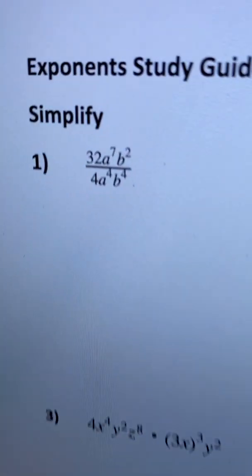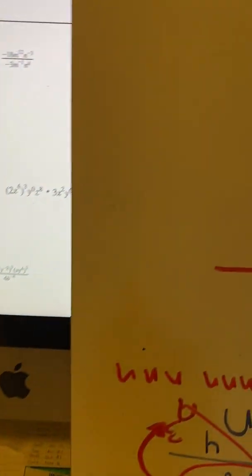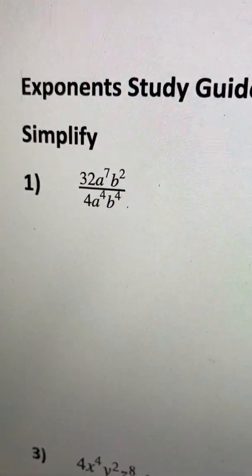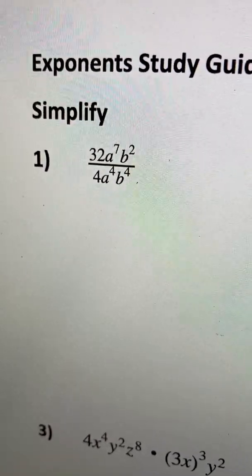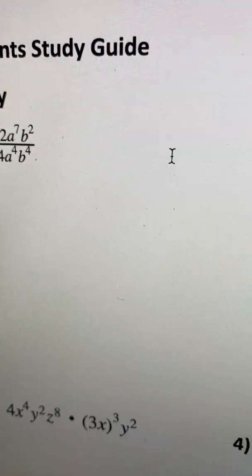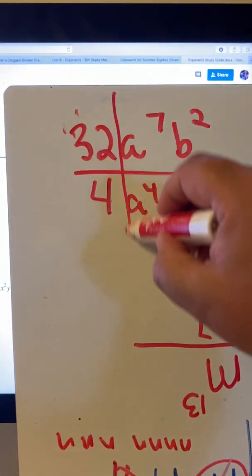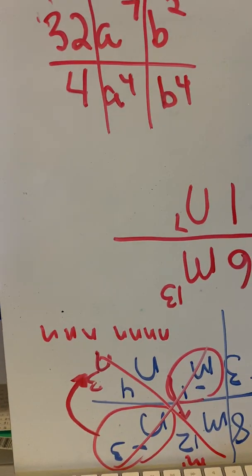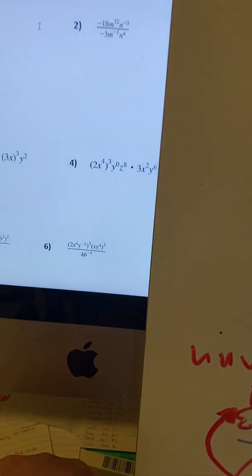Now, number 1, you don't have negative exponents, and it's a little bit different of a problem. You have 32 a to the 7th b to the 2nd over 4a to the 4th b to the 4th. I wish they'd use x and y. I just prefer x and y. You've got to break this into parts: the coefficients, the a's, and the b's, and reduce this as best as you can the way that it's written. There's no moving in this one.